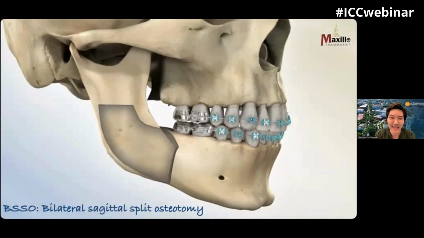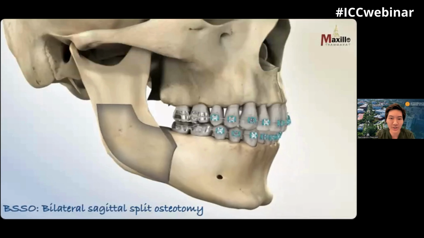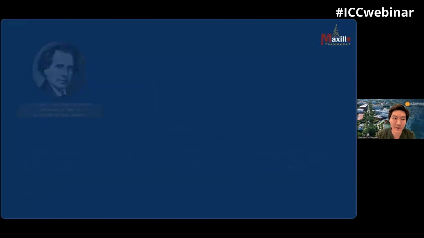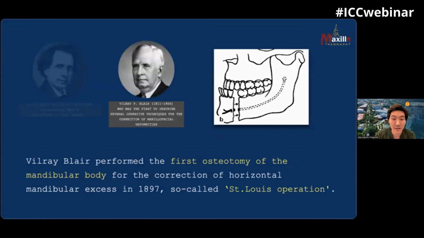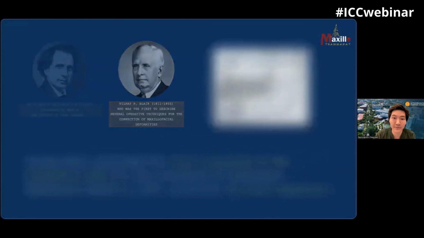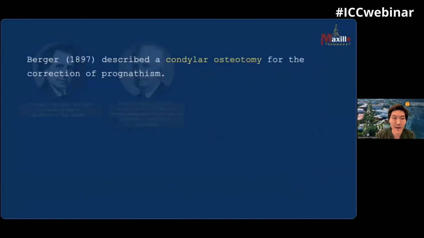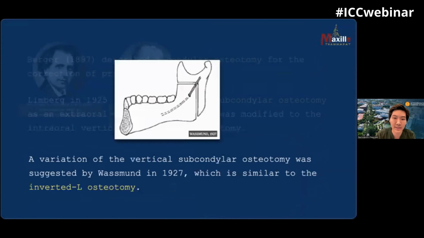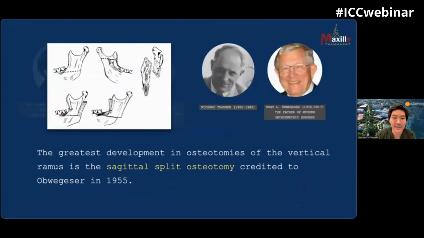Okay, I would like to have a brief review of the history of BSSO modification. The mandibular osteotomy was introduced by Hurricane centuries ago. Then, the osteotomy was modified gradually toward the posterior area of the mandible. We have condylar and subcondylar osteotomy, but it is a more complicated procedure than the inverted L introduced by Dr. Wasmund. And then the sagittal split osteotomy was created by Dr. Turner and Obwegeser.